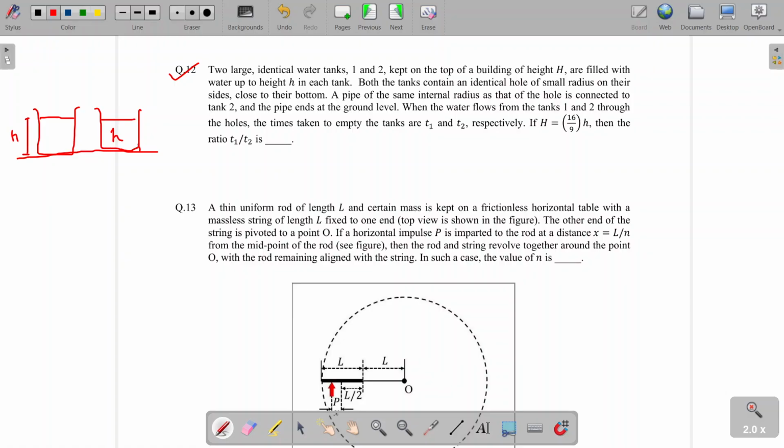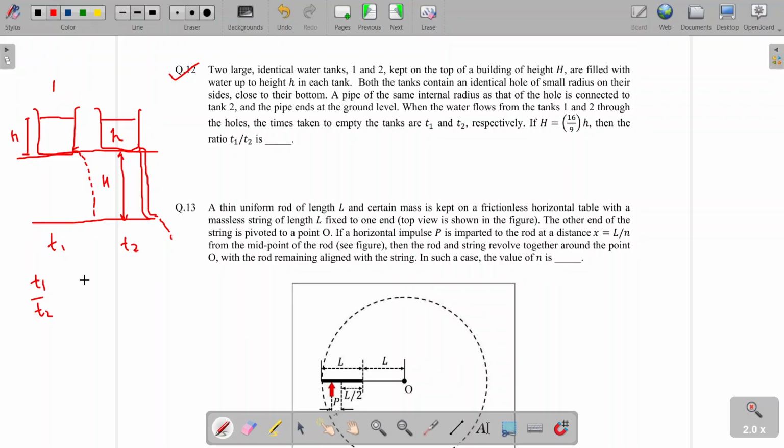In tank number 2, there is a pipe connected which delivers the water to the ground. Both the tanks are kept at capital height H. The water is coming out from the tank at this height, and in the first tank the water is coming out right from the bottom of the tank. The question is, if the time taken to empty the tank in this case is t1 and in the second case is t2, what is t1 by t2?